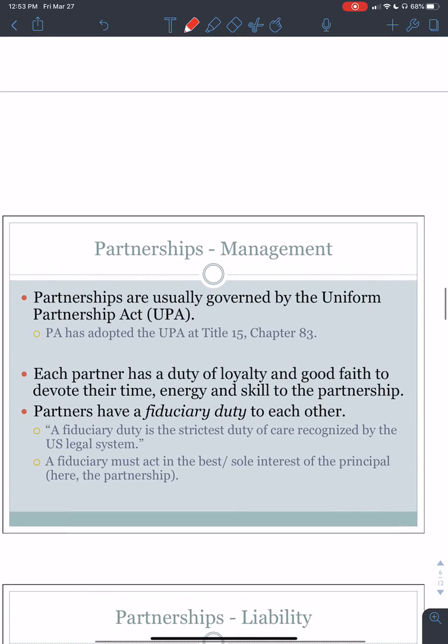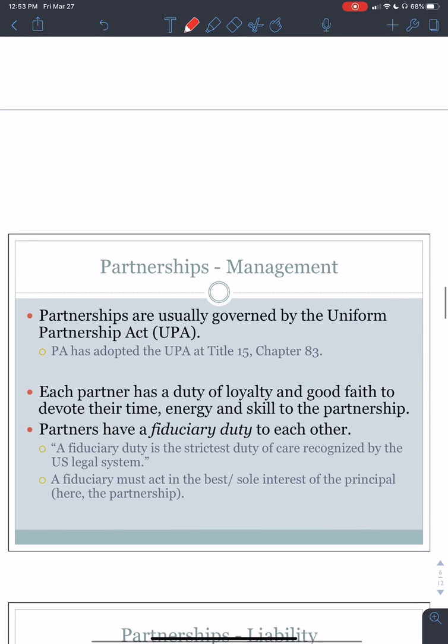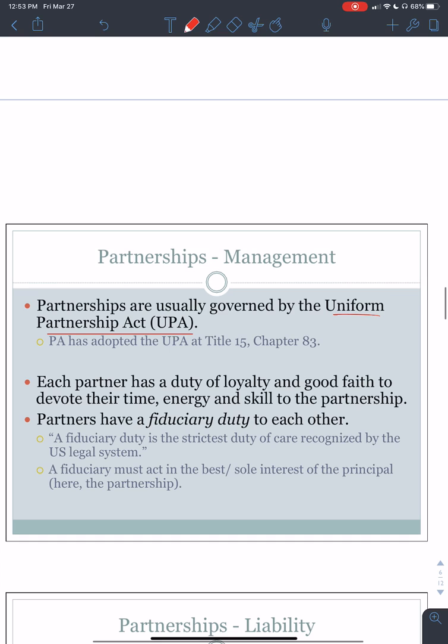All right. What about managing partnerships? They're usually governed by the Uniform Partnership Act. A lot of states have uniform codes and acts. This is designed so that if you form a partnership in state A and you move to state B to do business, you can be relatively guaranteed that the rules that applied in state A also apply in state B.